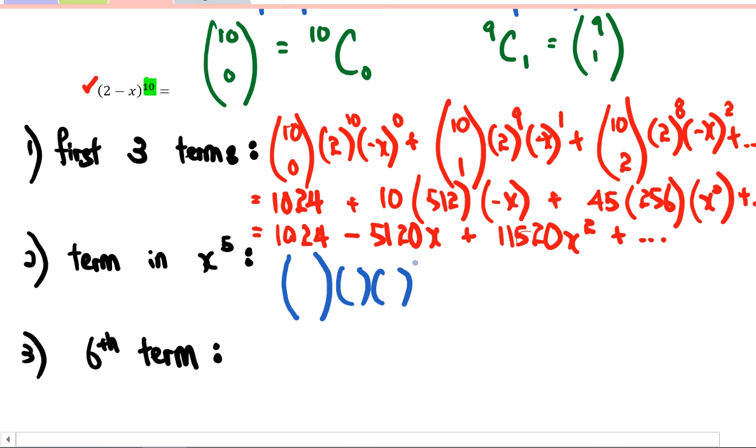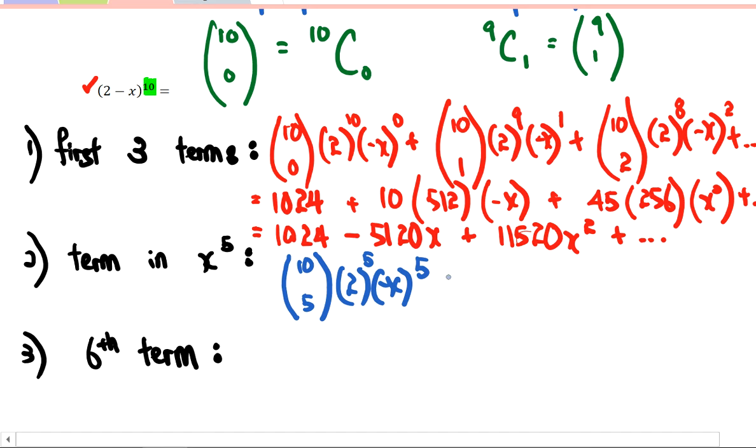One long bracket, two smaller ones. Fill in the power 10, first term, the second term. Take note, we want x to the power of 5. In order to have x to the power of 5, the bracket for negative x must be power 5. And since the two numbers must sum up to 10, this must be a 5. So obviously, it must be a 5 over here. Okay, at the bottom, then choose 5.